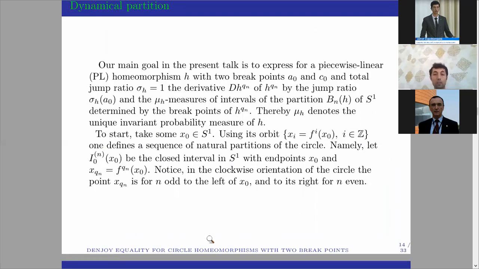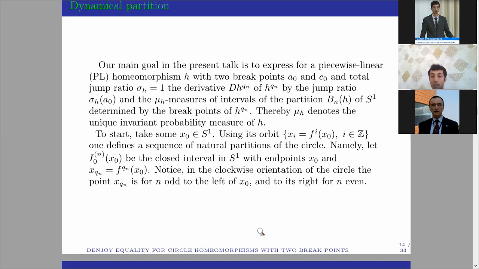And now our main goal in the present talk is to express, for piecewise linear homeomorphisms, later we call them just Ehrman maps, with two breakpoints a0 and c0, and total jump ratio equal to 1, the derivative of f to the qn by the jump ratio of the breakpoint a0 and the invariant measure mu, of the intervals of breakpoints, which is determined by the breakpoints of f to the qn.